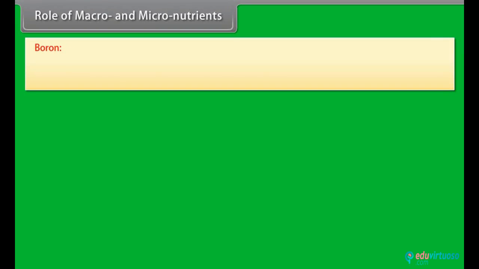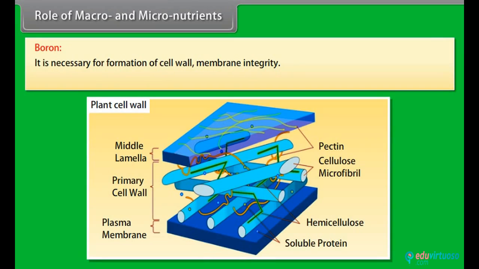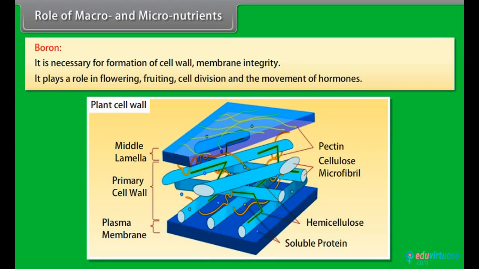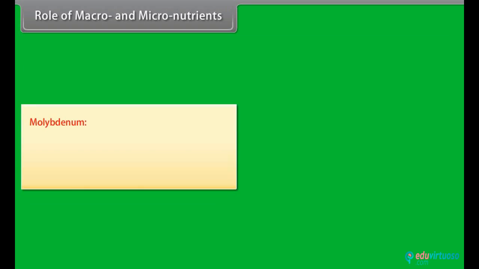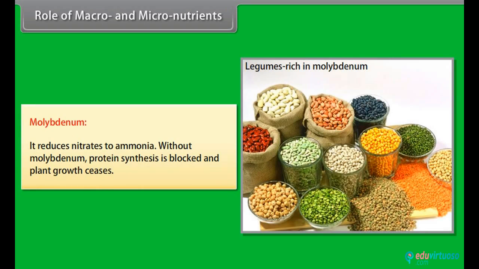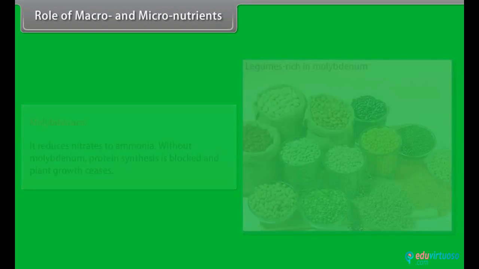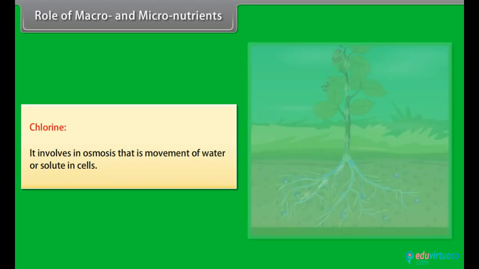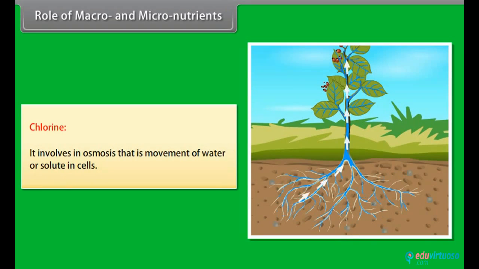Boron. It is necessary for formation of cell wall and membrane integrity. It plays a role in flowering, fruiting, cell division and the movement of hormones. Molybdenum. It reduces nitrates to ammonia. Without molybdenum, protein synthesis is blocked and plant growth ceases. Chlorine. It is involved in osmosis, that is, movement of water or solute in cells.